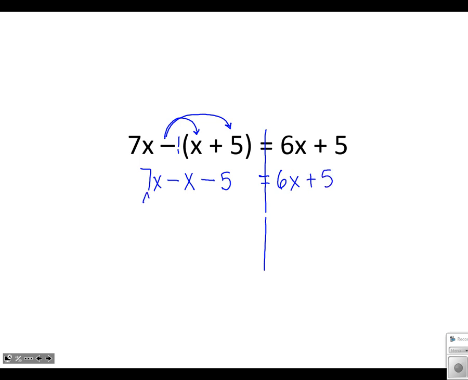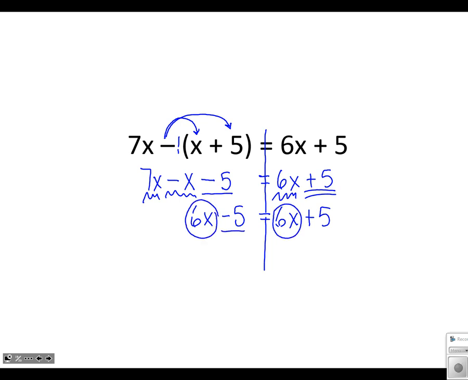Okay? Variable, variable, constant, variable, different constant. Okay, 7x minus x. Well, if I have 7 x's and I take one away, that gives me 6 x's minus 5 equals 6x plus 5. I've simplified as much as I can, and look at this. My variable terms are the same. My constants are different. What does that tell me? It tells me no solution. Because when I get rid of those 6 x's on both sides, it's going to give me -5 equals 5, and that is absolutely false. So there is no solution. There is no number that I can put in there for x that will make this work.